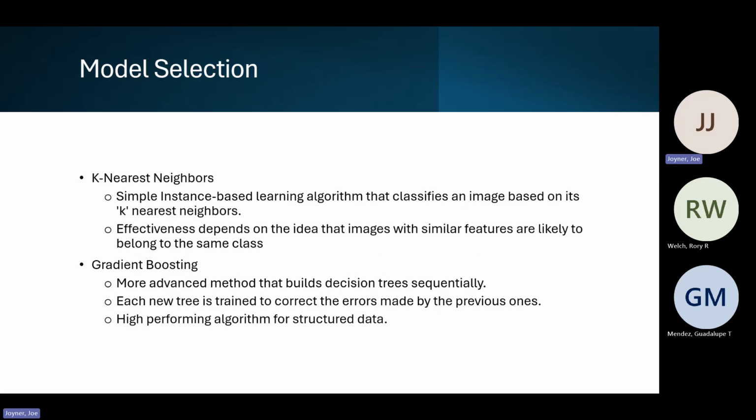We used K nearest neighbors. It's a simple instance-based learning algorithm that classifies an image based on its nearest neighbors. Its effectiveness depends on the idea that images with similar features are likely to belong to the same class. And gradient boosting, which is the more advanced method, builds decision trees sequentially, and each new tree is trained to correct the errors made by the previous. It is a very high performing algorithm for structured data.